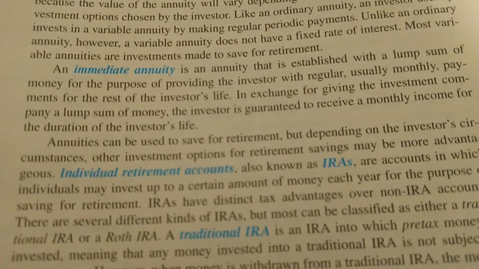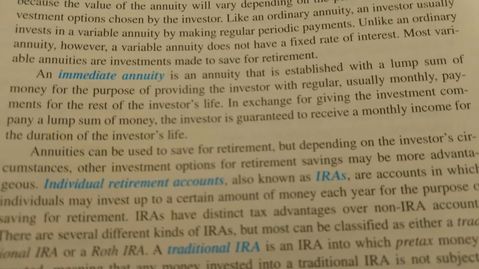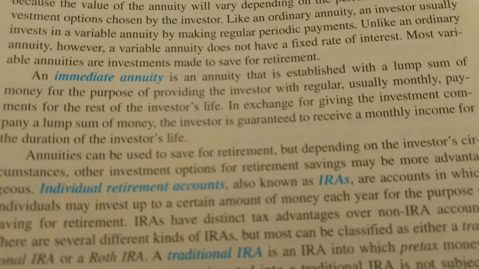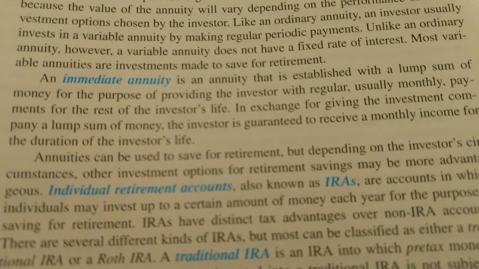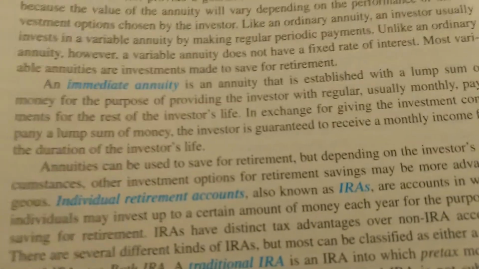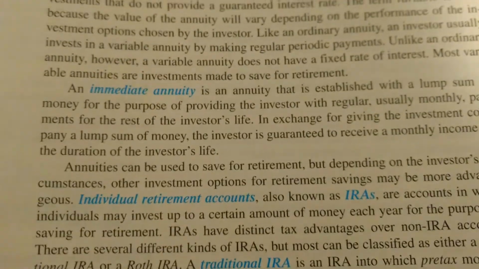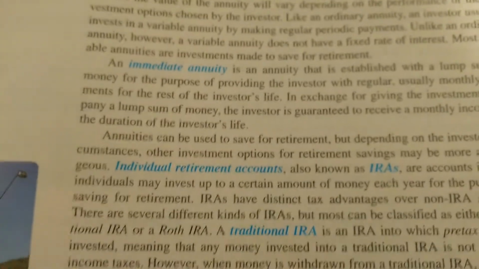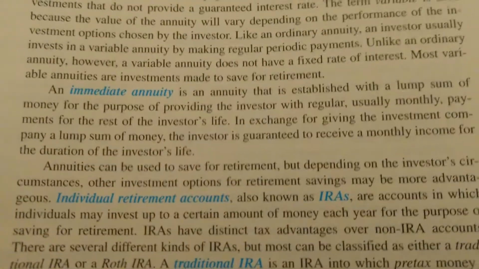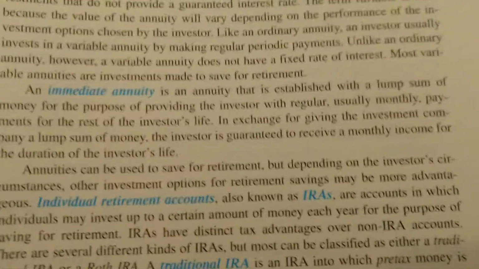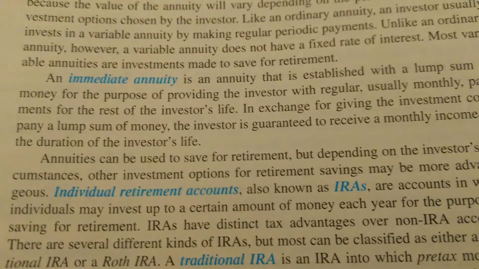You have an immediate annuity, which is an annuity that is established with a lump sum of money for the purpose of providing the investor with regular, usually monthly, payments for the rest of the investor's life. So this would be the type where if you had $500,000, you'd plug it in and say, I want to withdraw $3,000 a month while the $500,000 is collecting interest. Hopefully you've done the calculation so that you're just taking out the interest, not taking from your principal.